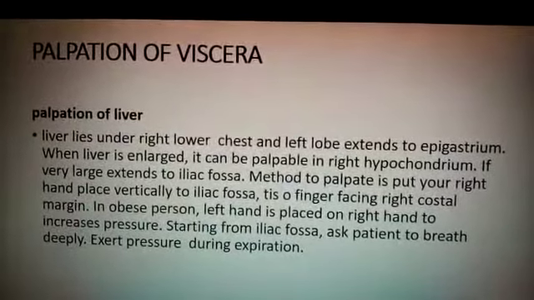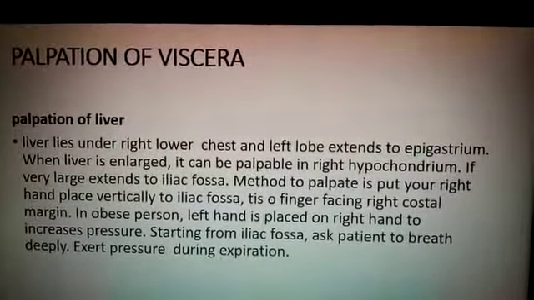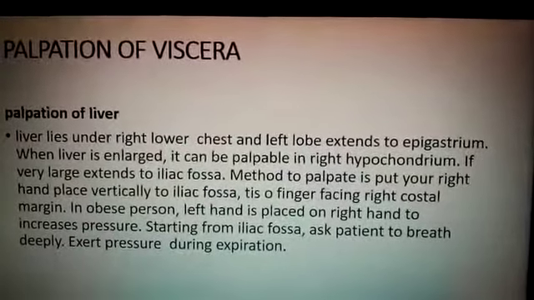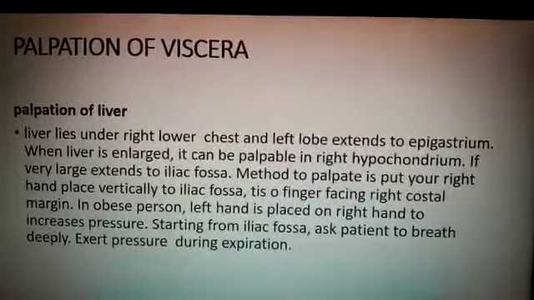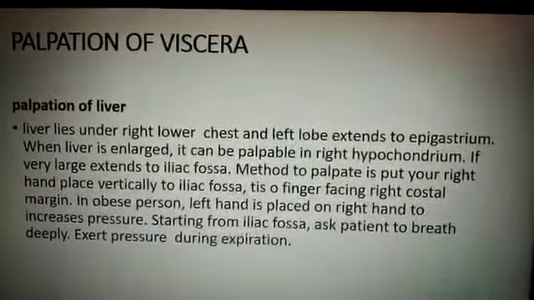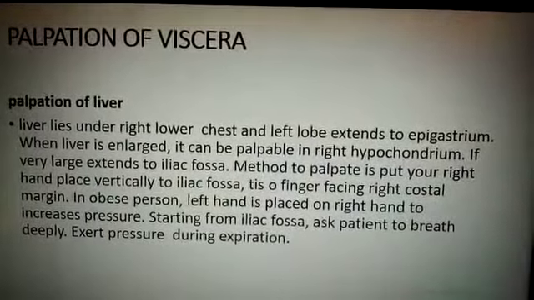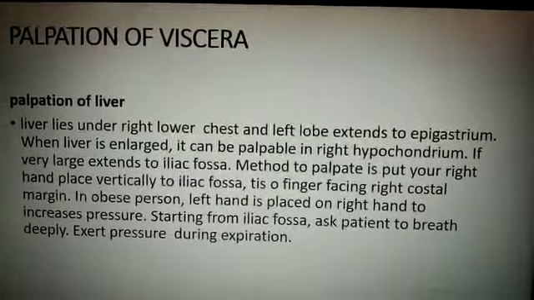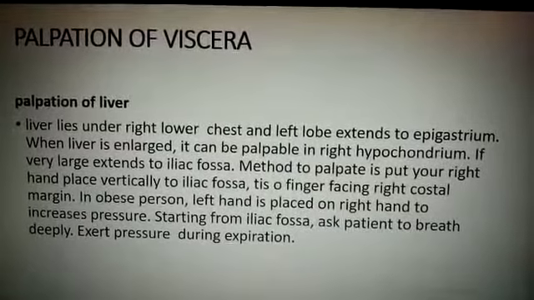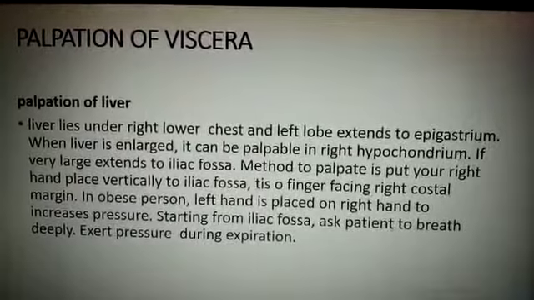Now we will discuss the palpation of viscera, palpation of liver. The liver lies under the right lower chest and the left lobe extends to the epigastrium. When the liver is enlarged, it can be palpable in the right hypochondrium. If very large, it extends to the iliac fossa. The method to palpate is to put your right hand vertically at the iliac fossa, with fingers facing the right costal margin. In an obese person, the left hand is placed on the right hand to increase pressure. Starting from the iliac fossa, ask the patient to breathe deeply. Exert pressure during expiration.